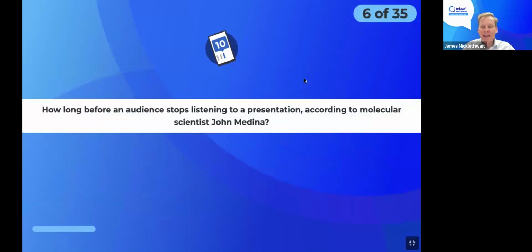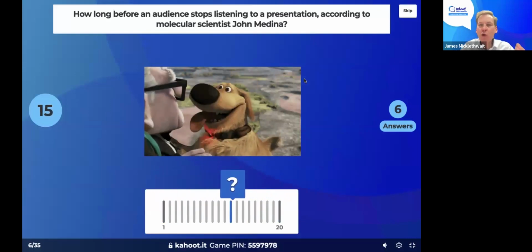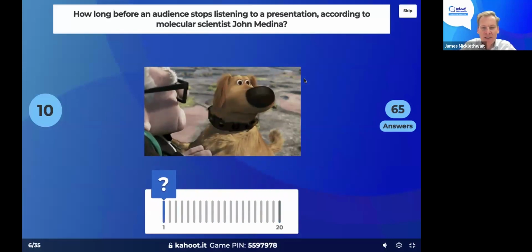So let's talk about attention spans. As ever with all stats, there are many sources, but according to a molecular scientist, John Medina, what do you think the average attention span for a normal in-person presentation is in minutes? Giving you a scale here. And let's see, using our slider feature like you've used before.